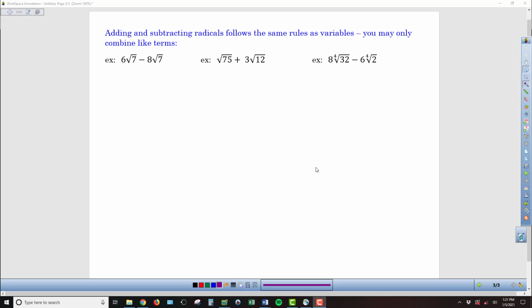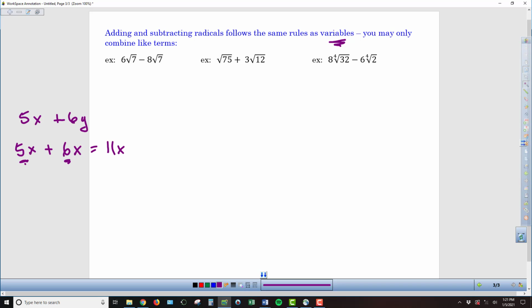When adding and subtracting radicals, we're going to follow the same rules as we do when we're adding and subtracting variables. So for one thing, you can only add and subtract like terms. So if I have 5x, I can't add it to 6y, there's nothing I can do, I'd be stuck. But if I have 5x plus 6x, now that's something that I can combine, and what we do is we just add those coefficients. So 5 plus 6 would be 11, and then of course the variable does not change, it just stays as x.